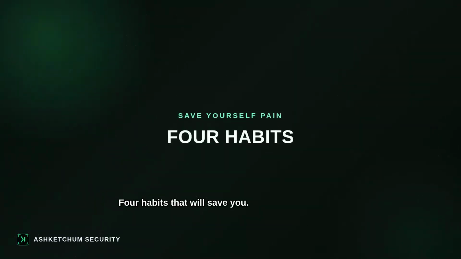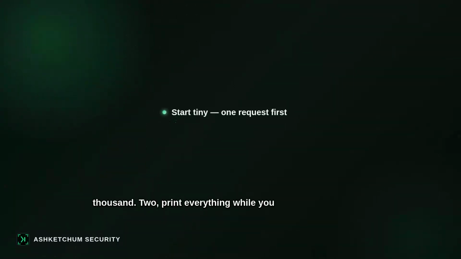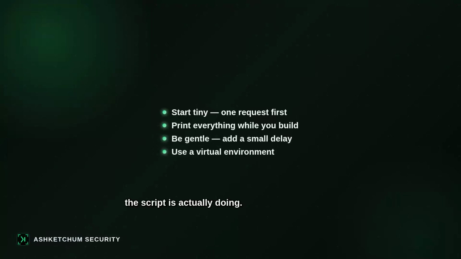Four habits that will save you. One: start tiny. Get one request working before you loop over 1,000. Two: print everything while you build so you can see what the script is actually doing. Three: be gentle with targets. Add a small delay so you don't hammer a server with hundreds of requests a second; that's both polite and stealthier. And four: use a Python virtual environment so your tools don't collide. Small habits, scripts you can trust.